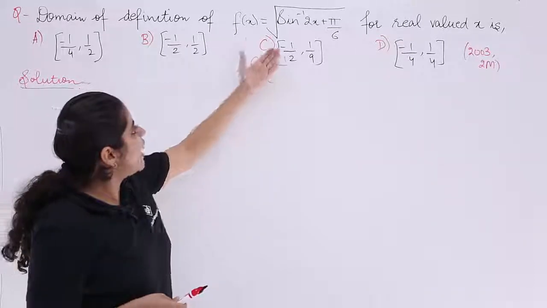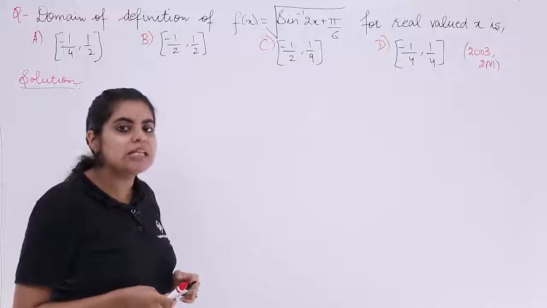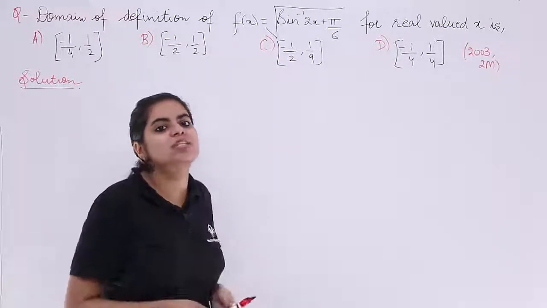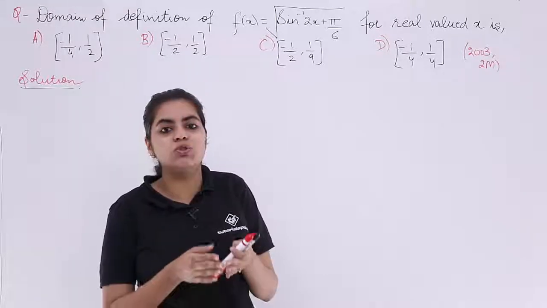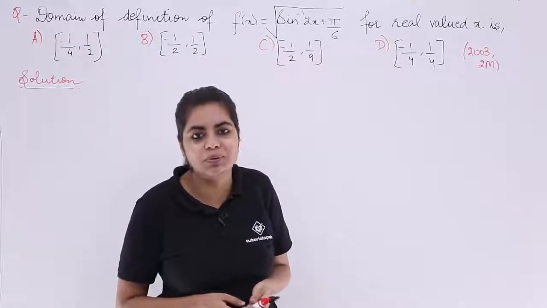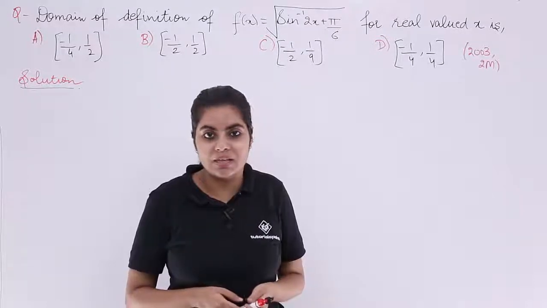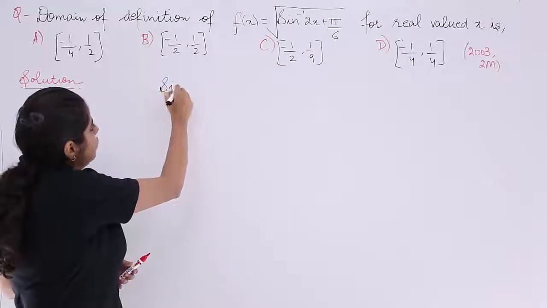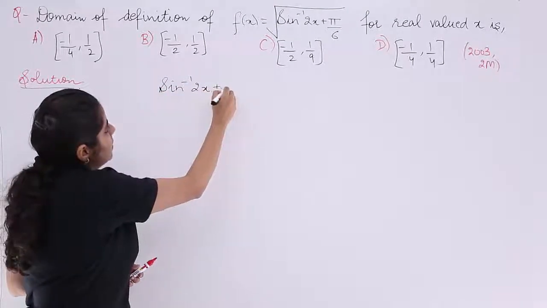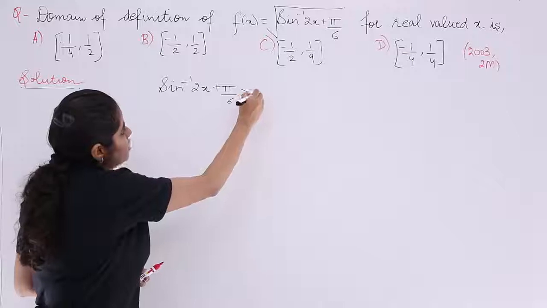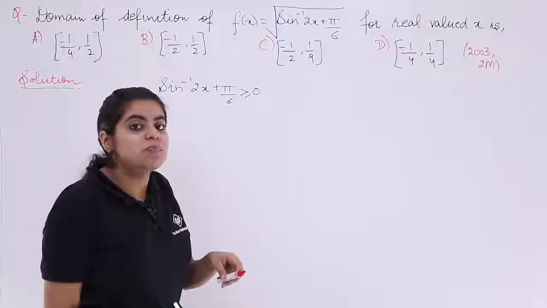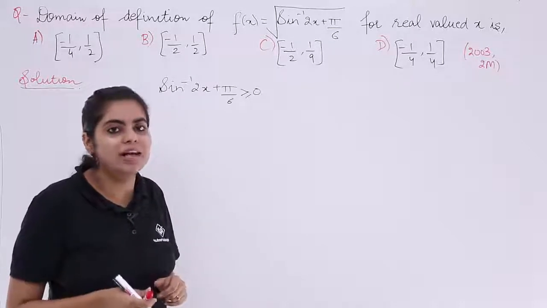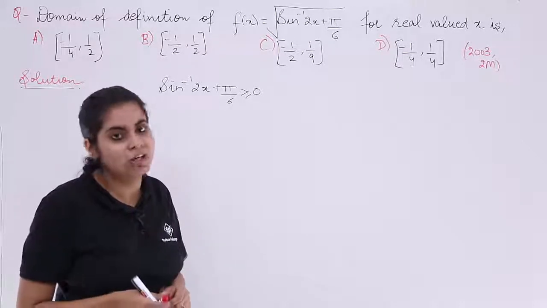Now, if we have a look at this question, I know it is a square root function. And a square root function means the value should always be greater than equal to 0, that means it should be non-negative. So let's get started with the solution. I know sine inverse 2x plus pi by 6 has to be greater than equal to 0. Why? Because it is a square root function and a square root function is defined for real values only when the value is non-negative.